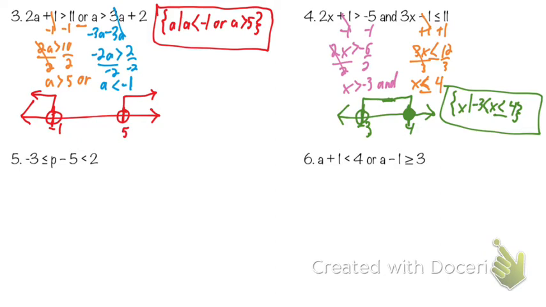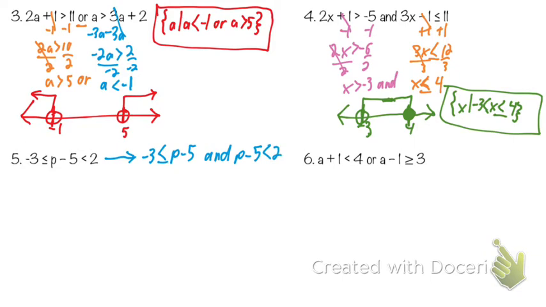Now number 5, this looks written differently. Negative 3 is less than or equal to p minus 5, which is less than 2, excuse me. We don't see an AND or an OR, but we see two inequalities. So it's still a compound inequality, but which one is it? Well, it's written like how we wrote the end of our previous one with our AND. So this is really actually the same thing as negative 3 is less than or equal to p minus 5, and p minus 5 is less than 2.